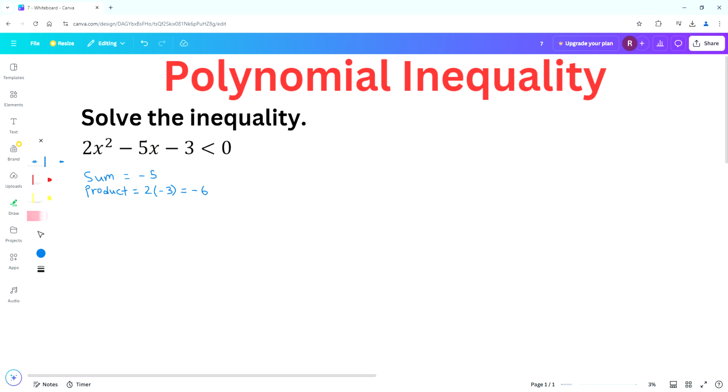In order to find the two numbers, we should focus on the product number -6. We should think of two numbers that multiply to -6. The first pair that comes to my mind is -1 and 6. -1 plus 6 is equal to +5. But we are looking for a sum of -5, so the numbers should be +1 and -6, because 1 plus -6 is equal to -5 and 1 times -6 is equal to -6. Now we can use these two numbers to break up the middle term -5x.